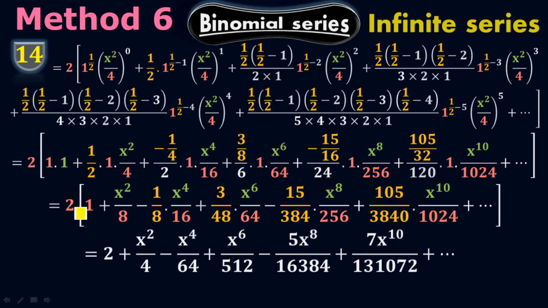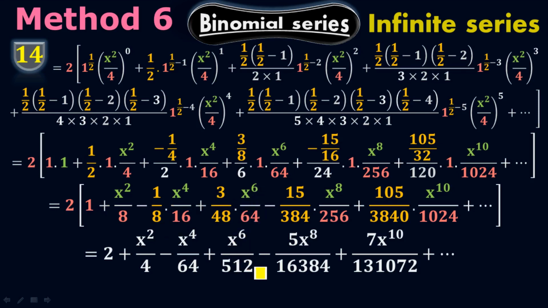Just take the product, because remember we have the product of 2 with all these terms. So 2 times 1 is 2, and then 2 times x squared over 8 is x squared over 4. This 2 cancels with the 8, so I will have 4. Similarly, the product of 2 times negative 1 over 8 times x to the 4 over 16 is negative x to the 4 over 64.